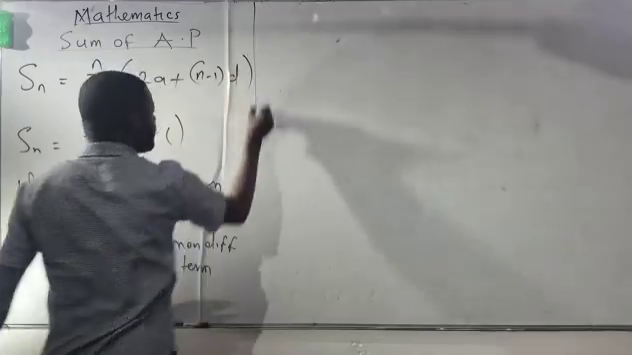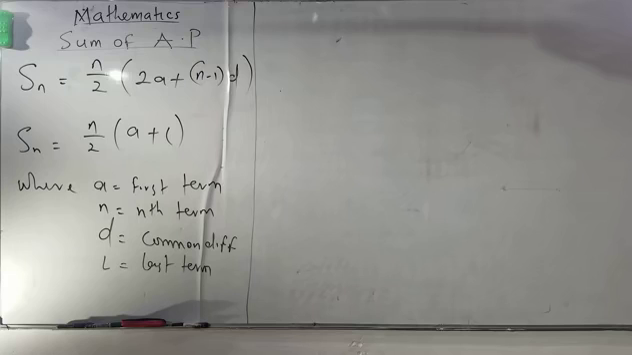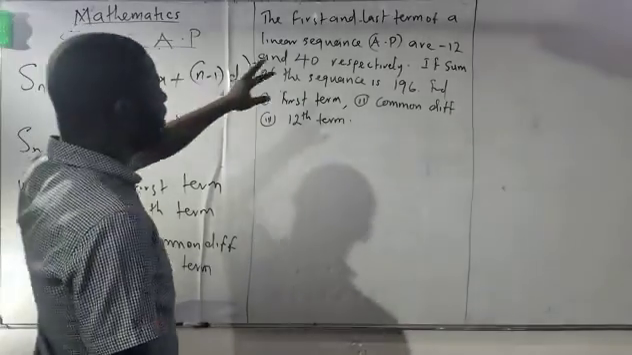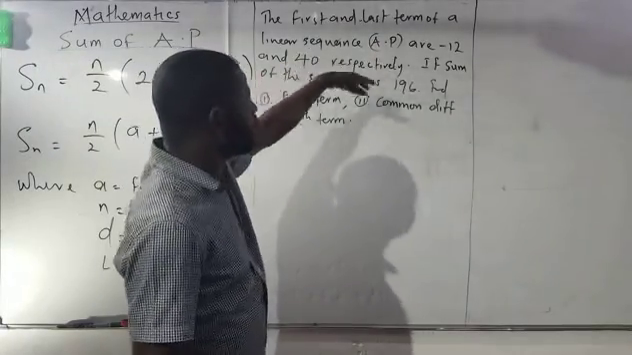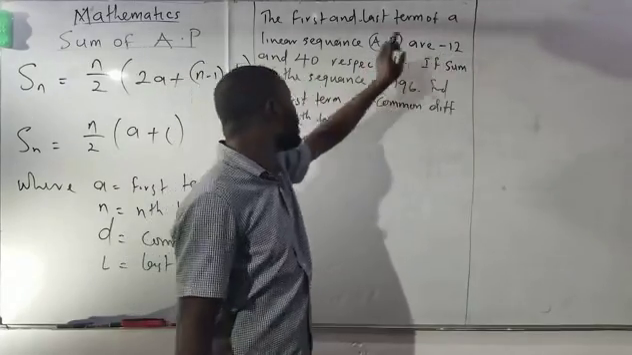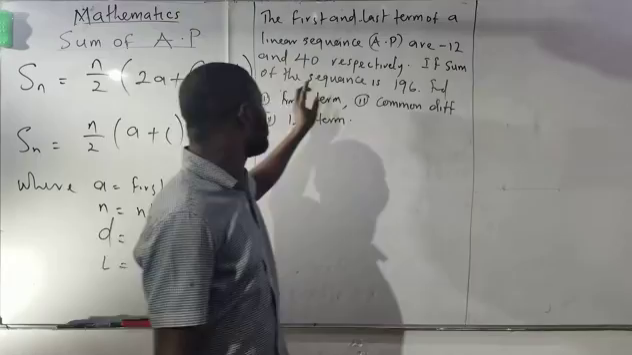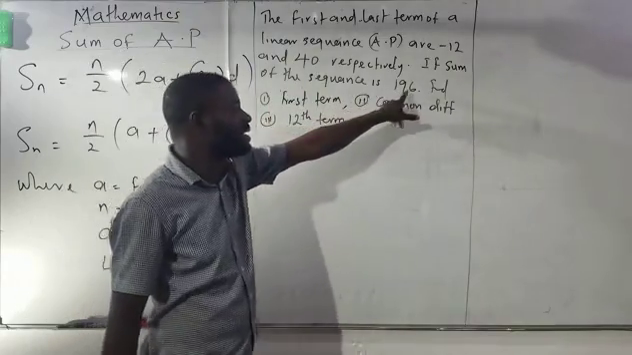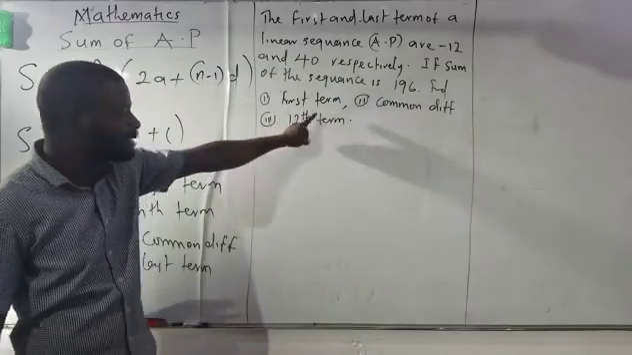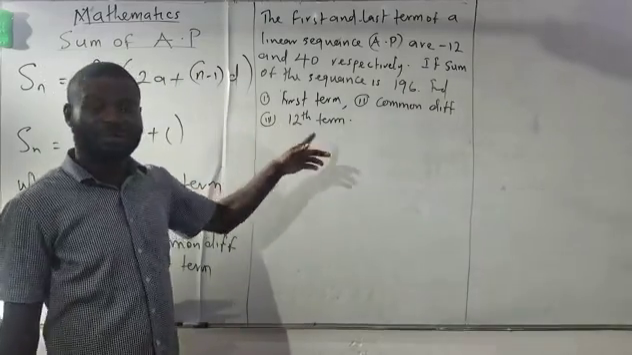Now, I have questions here. Allow me to write one of the questions. Okay, look at this question. The first term and the last term of a linear sequence AP, which is arithmetic progression, are minus 12 and 40 respectively. If the sum of the sequence is 196, find one, the first term, two, the common difference, three, the 12th term.